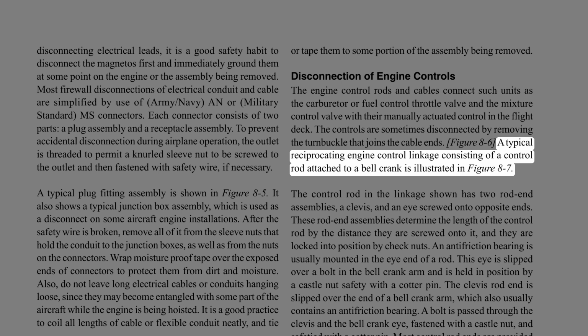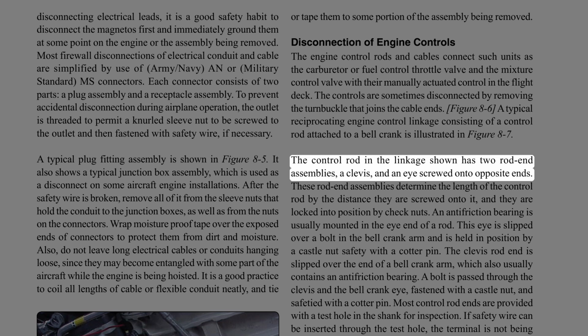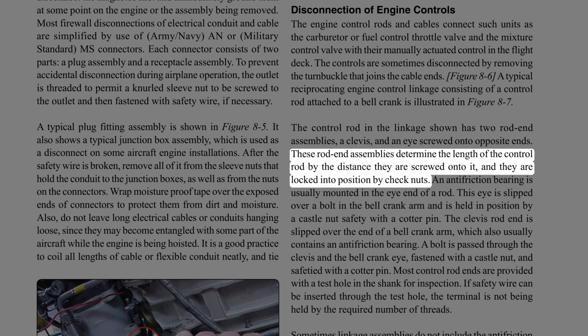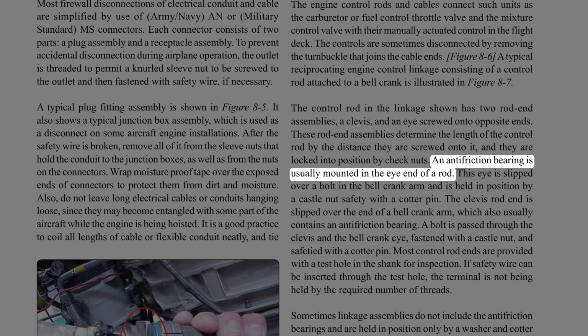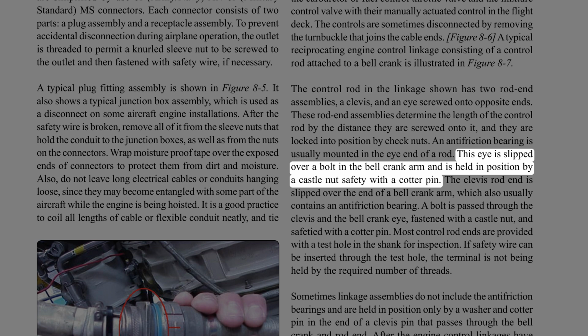A typical reciprocating engine control linkage consisting of a control rod attached to a bell crank is illustrated in Figure 8-7. The control rod in the linkage shown has two rod end assemblies, a clevis, and an eye screwed onto opposite ends. These rod end assemblies determine the length of the control rod by the distance they are screwed onto it, and they are locked into position by check nuts. An anti-friction bearing is usually mounted in the eye end of a rod. This eye is slipped over a bolt in the bell crank arm and is held in position by a castle nut safety with a cotter pin.